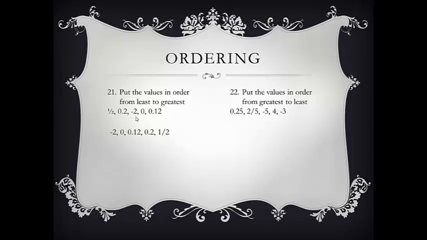22. Put the values in order from greatest to least. Greatest means my positive numbers are going to come first and my negative numbers are going to come last. So my biggest positive number is 4. So 4 is going to come first. I would convert this 2/5 to a decimal, so that becomes 0.4, and that's bigger than 25 cents. So 2/5 is going to be next, then 25 cents. And then to figure out the negatives, the further away from 0 it is, the smaller it is. So -3 and then -5. So 4, 2/5, 25/100, -3, -5.